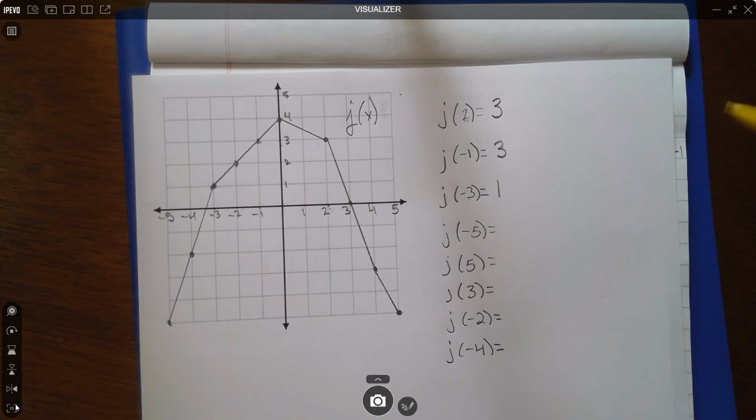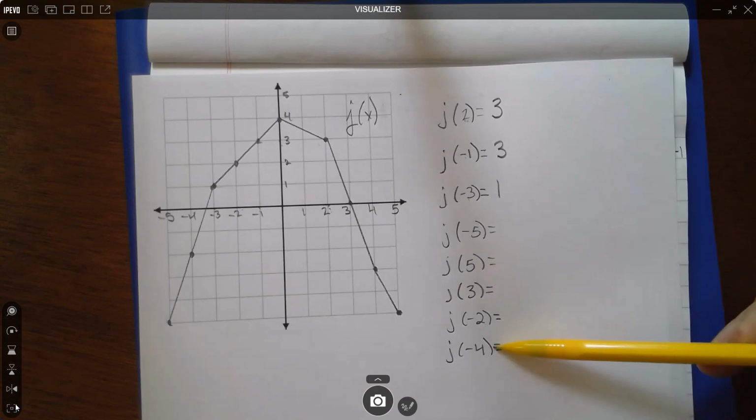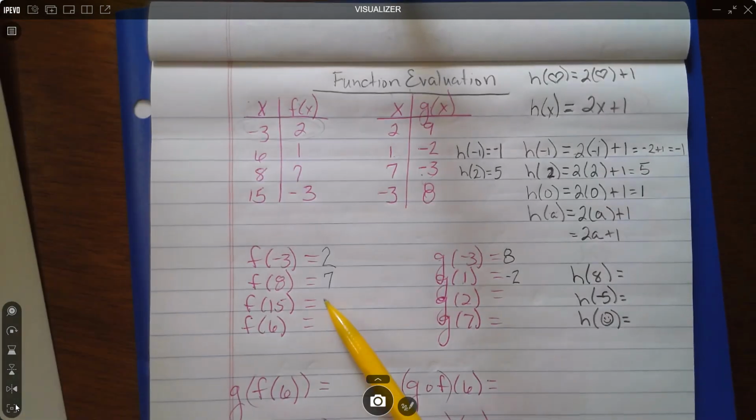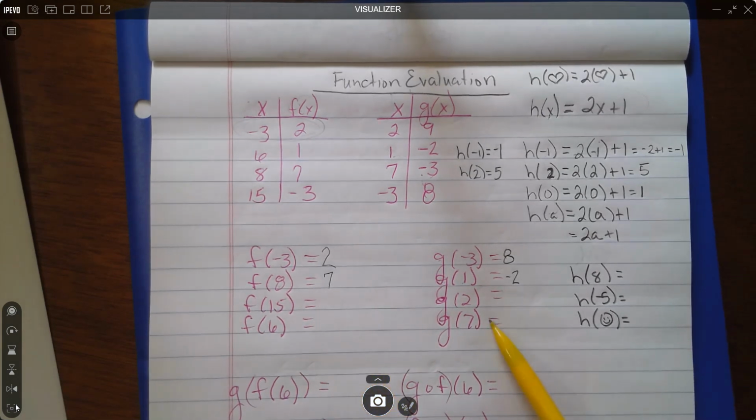Now you practice. Here's some evaluating the J function practice. You finish evaluating the F function, evaluate the G function, and then here's some evaluate the H functions.